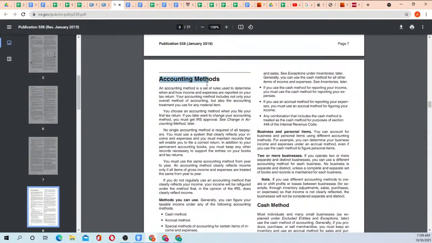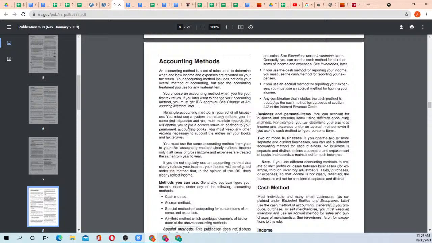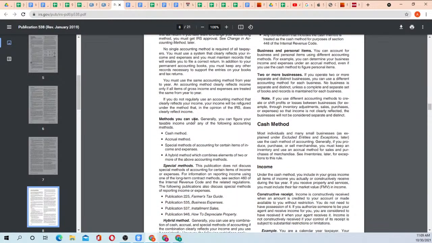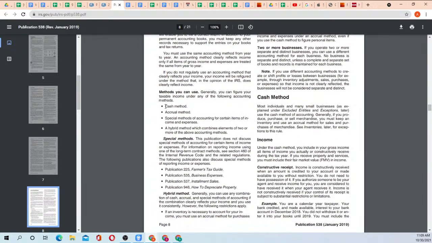So now we come to accounting methods. And in accounting methods, they say, what methods can you use? Generally, you can figure out the taxable income under any of the following accounting methods: cash method, accrual method, special methods of accounting for certain items, a hybrid method which combines elements of two or more of the above. And that's interesting. So we already know what the cash method is and what an accrual method is. But what about special methods?